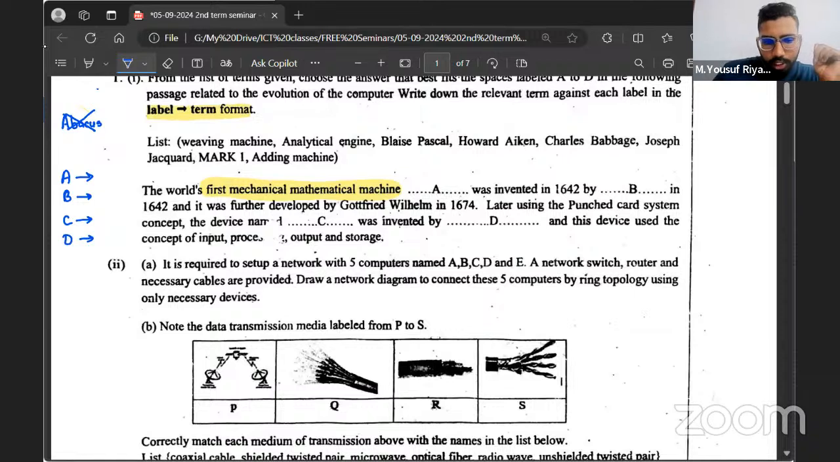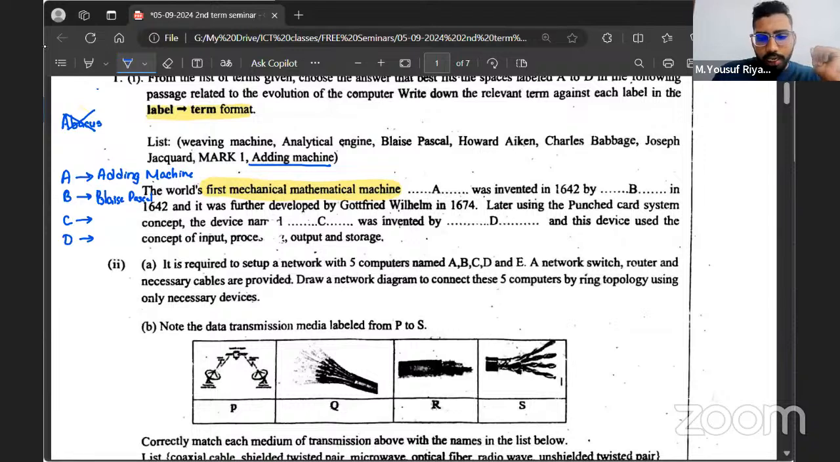Exactly. It's the adding machine. Okay, the adding machine was the first mechanical calculator. And who made the adding machine? Yes, it was Blaise Pascal who actually made this device, right? It was Blaise Pascal who made the adding machine.